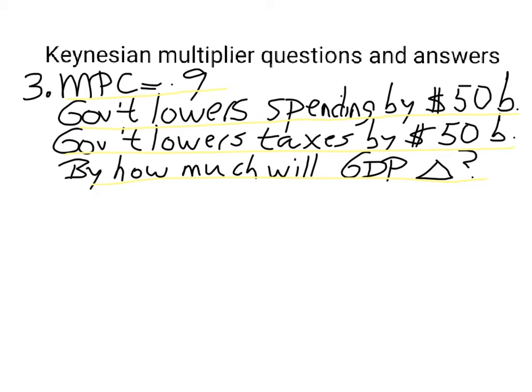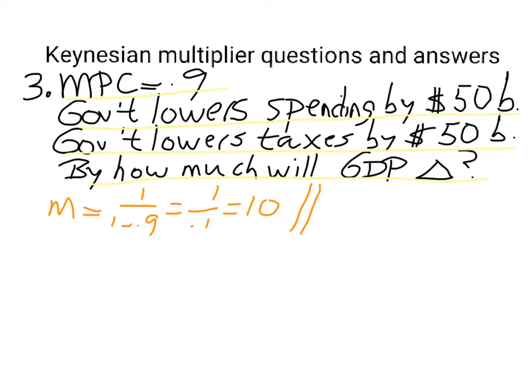So here we go. The MPC is 0.9. First of all, since we're dealing with a change in spending and also a change in taxes, let's figure out the multiplier first. So the multiplier, as you know, the regular multiplier, is 1 divided by 1 minus 0.9. 1 minus 0.9, that's 1 divided by 0.1, which is equal to 10. 10 cents goes into $1 10 times.